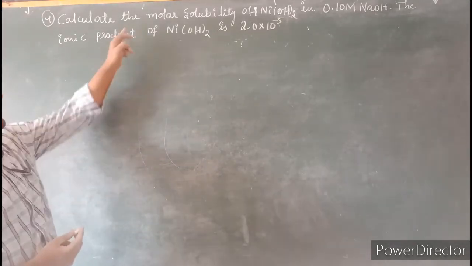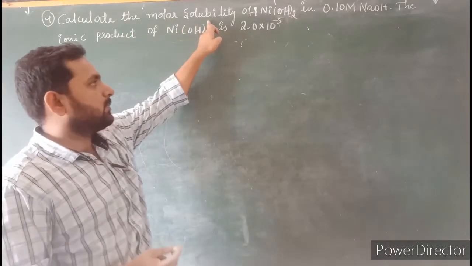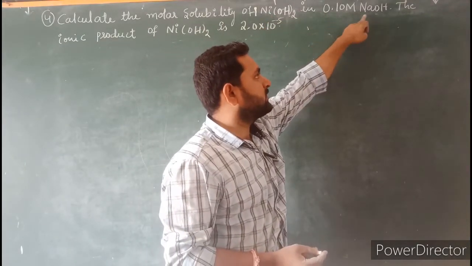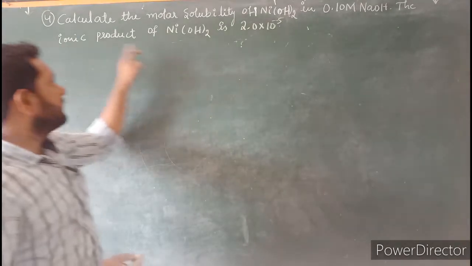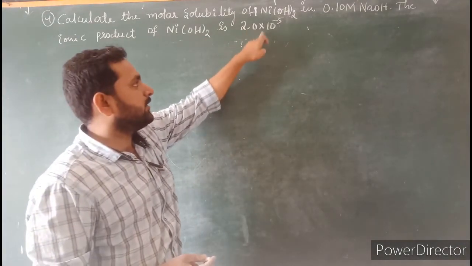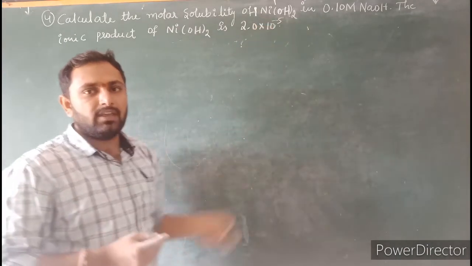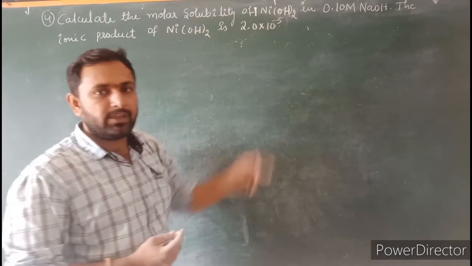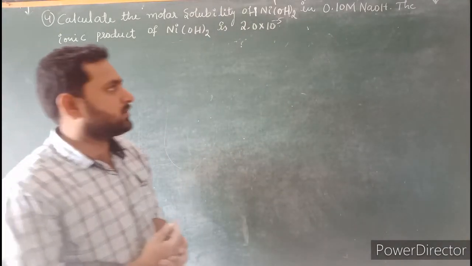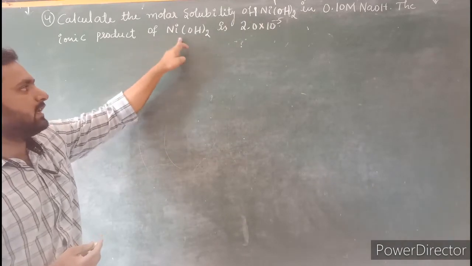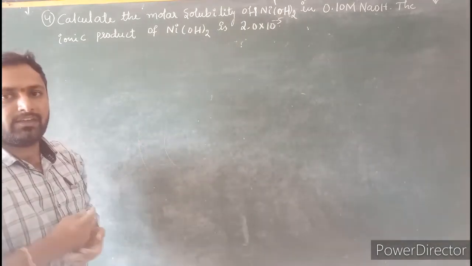In the fourth numerical, calculate the molar solubility of nickel hydroxide in 0.10 molarity sodium hydroxide. The Ksp of nickel hydroxide is 2.0 × 10^-5. Here we have to calculate the molar solubility of nickel hydroxide by using the given molar concentration of sodium hydroxide and the given Ksp value of nickel hydroxide. First let us write the given data.